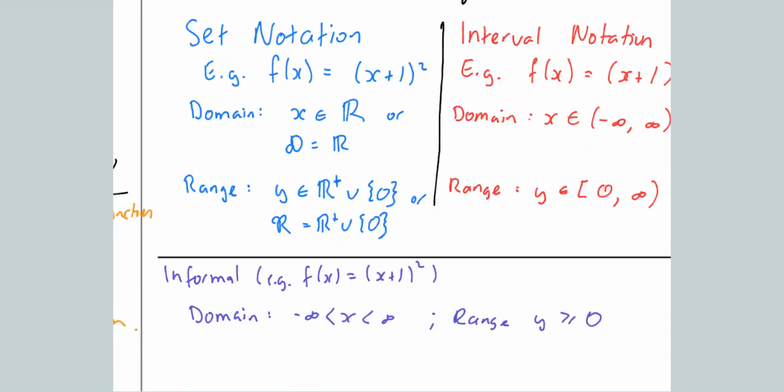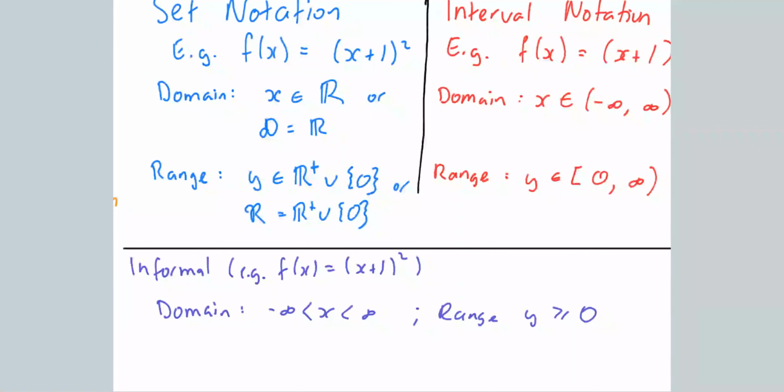There's also an informal way of writing it. You can see it down the bottom there. You could write the domain as x, which kind of means x is between minus infinity and infinity, and so you've got greater than and less than to describe that. And for the range, you've got y greater than or equal to 0.